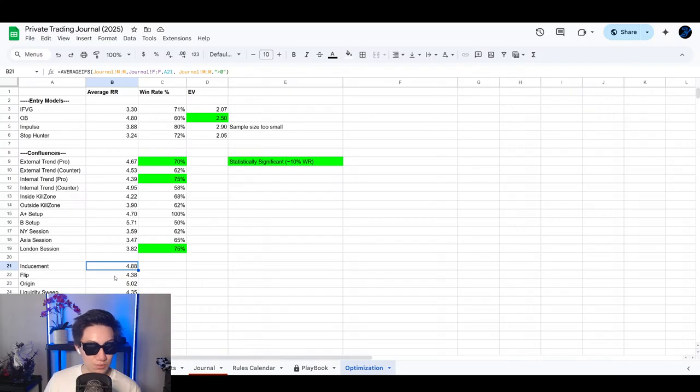So inducement, the risk reward, pretty surprising. The risk reward on inducement trades is actually higher than flips. So again, logic will not always work in the market. You may think something, but it might not actually be true in your data. In this case, inducement actually gave a slightly higher average risk reward. Now origin makes sense. Origin has the highest risk reward average, but I was really anticipating that liquidity sweeps would be the highest, because you have a much bigger range.